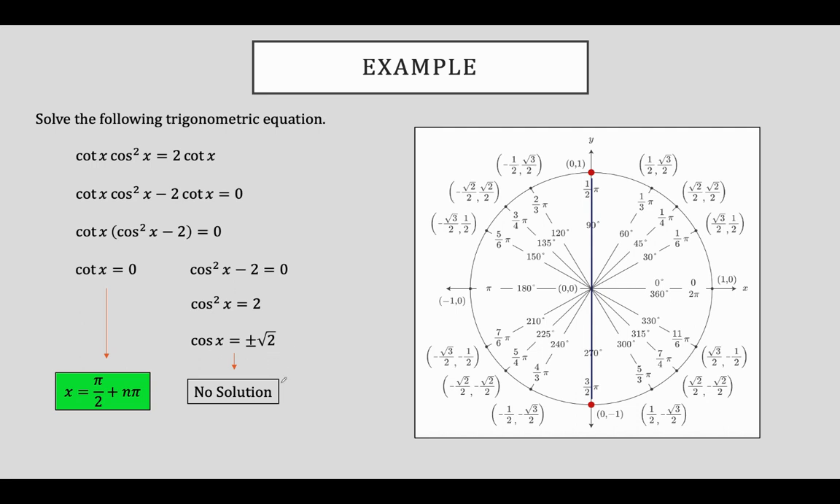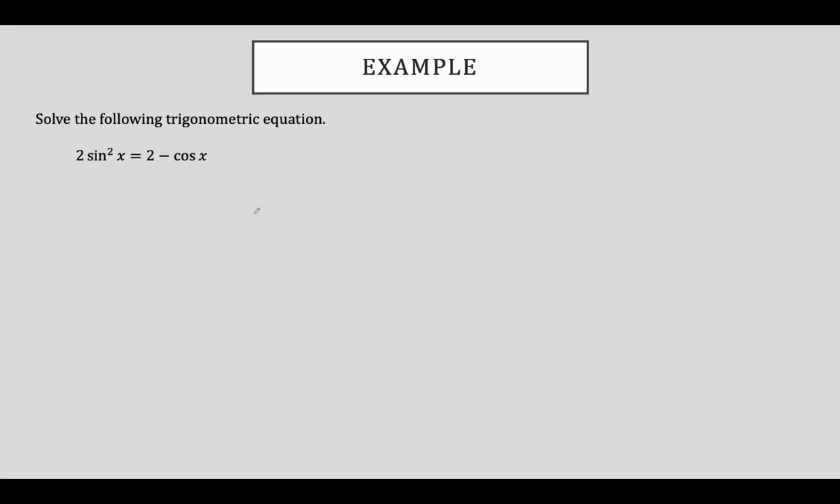Therefore, this factor does not give us any other solution. Key takeaway from this problem: do not divide out trig functions. You will lose solutions. Do not divide out trig functions. Instead, set the equation equal to 0 and factor out your greatest common factor. Let's look at another one here.